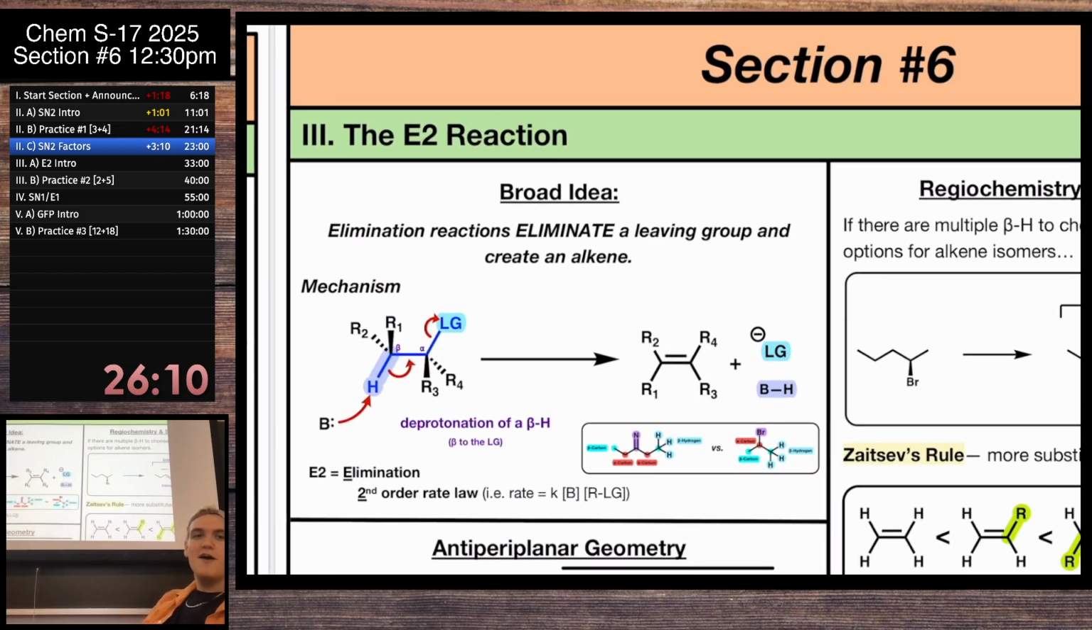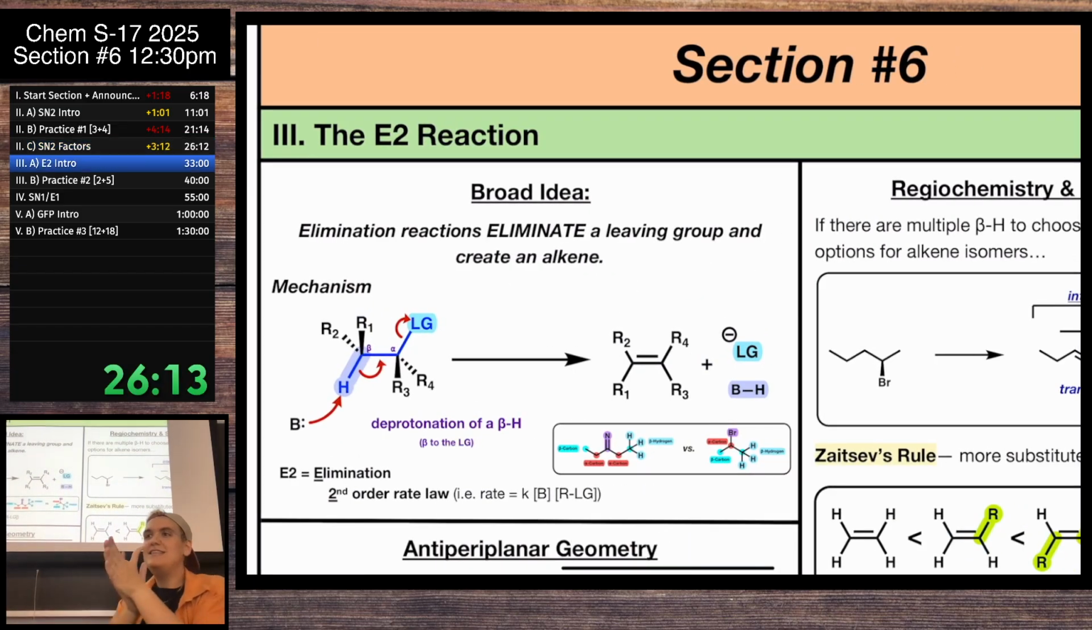E2. So the E2 reaction, it's an elimination. Now eliminations, what's the T? You're eliminating a leaving group. You're kicking her off. And when you do that, and you're not replacing her with something that you're substituting in, if you're just kicking off the leaving group, you make a double bond. So interesting.